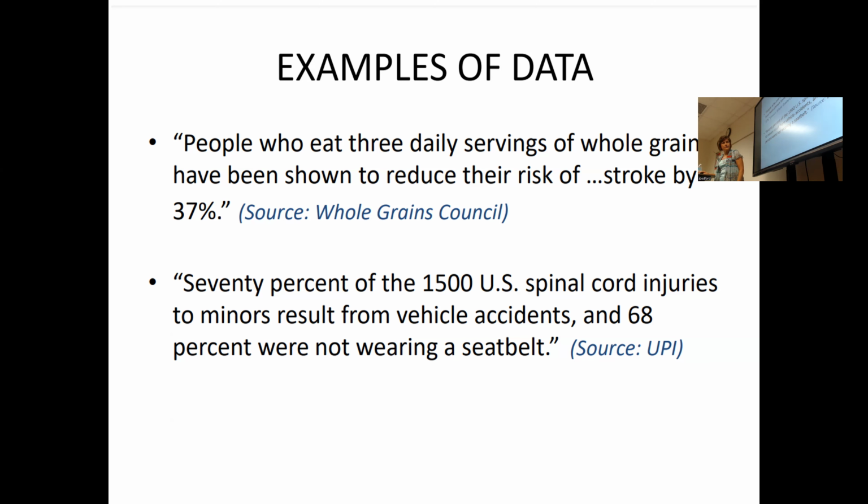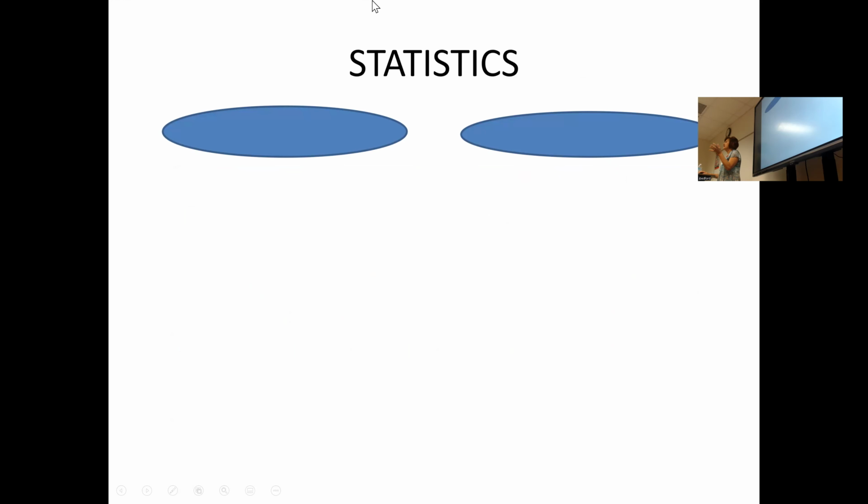Here's another one. 70% of the 1,500 US spinal cord injuries to minors result from vehicle accidents, and 68% for not wearing seatbelts. Okay, so all of those are examples of data. Now, this is kind of important. This is some of our vocabulary here.